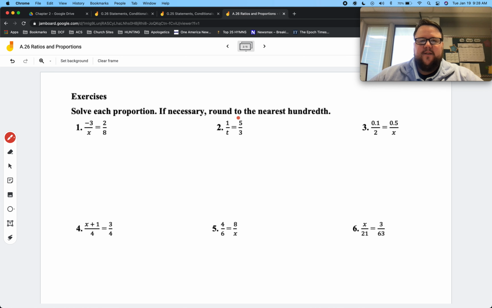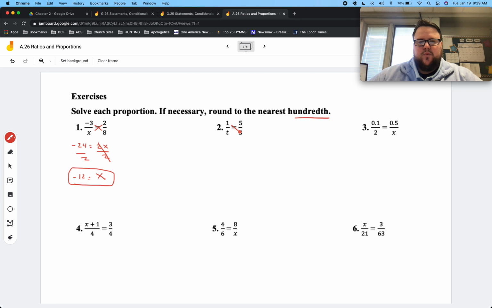Solve each proportion. If necessary, round to the nearest hundredth. So that's 2 decimal places if you need to. All right. So negative 3 over x equals 2 over 8. We're going to cross multiply. Negative 3 times 8 is negative 24 equals 2 times x, which is 2x. And then from there, we're just going to finish out our equation. So divide by 2, divide by 2. X equals negative 12. Pretty simple.